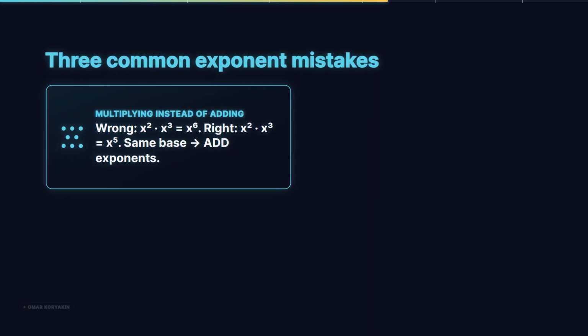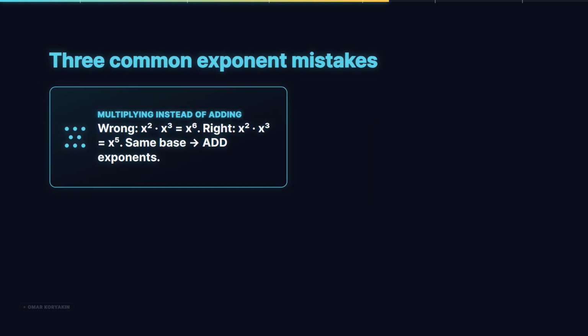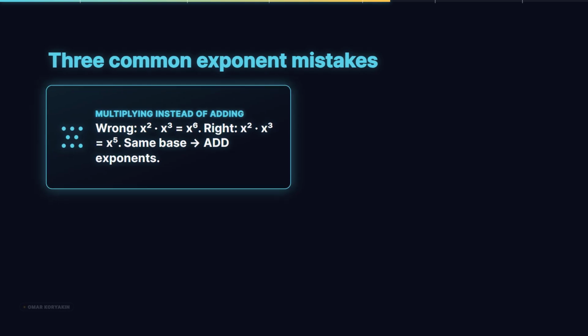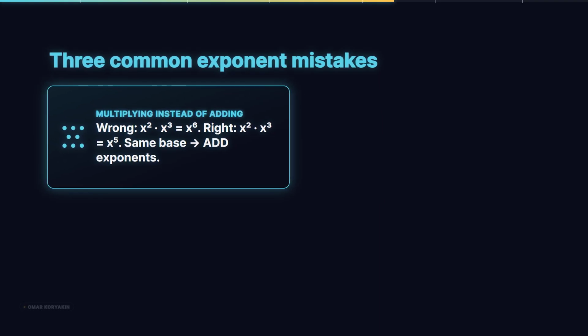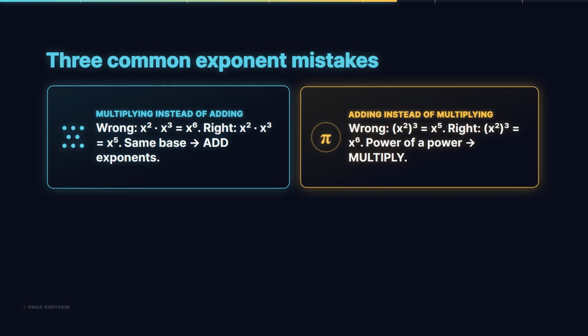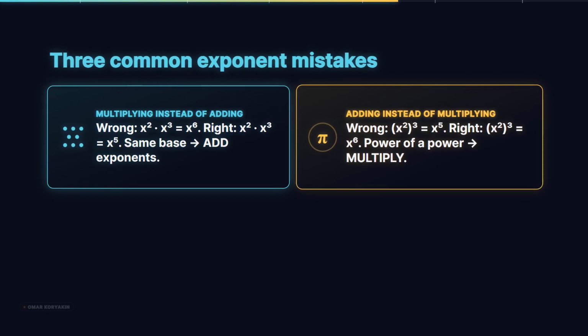So the correct answer is x to the fifth because 2 plus 3 is 5. The visual cue is the multiplication sign between the two groups, which signals the product rule, which means addition of exponents.